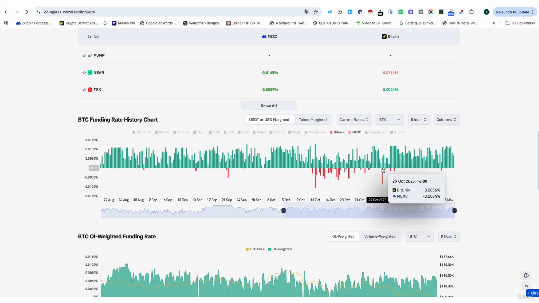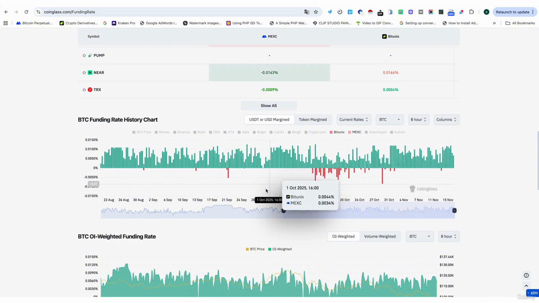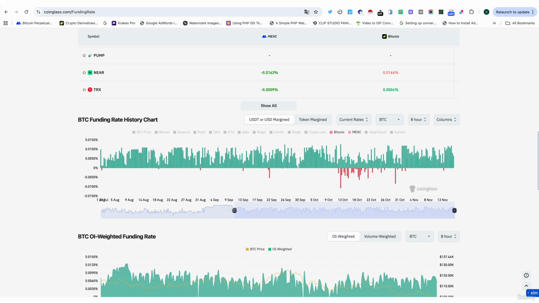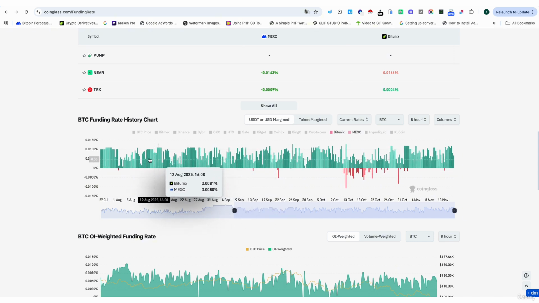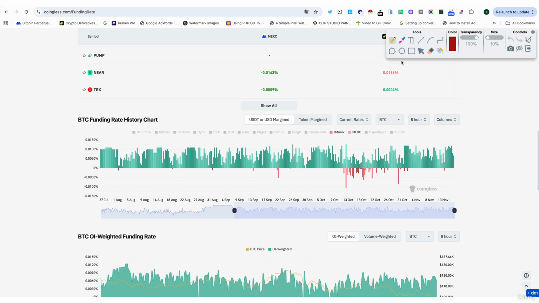Now, here's a question for you. Do you notice any interesting relationship between the funding rates of these two exchanges? All right, pause this video for a few minutes and try to inspect the chart by yourself. Okay, let's get back to our lesson.